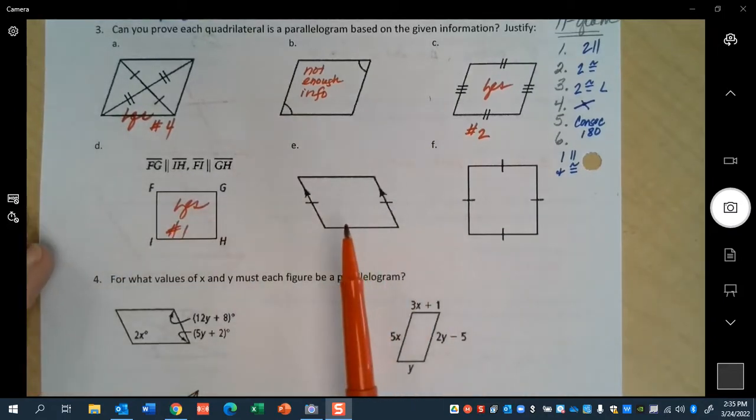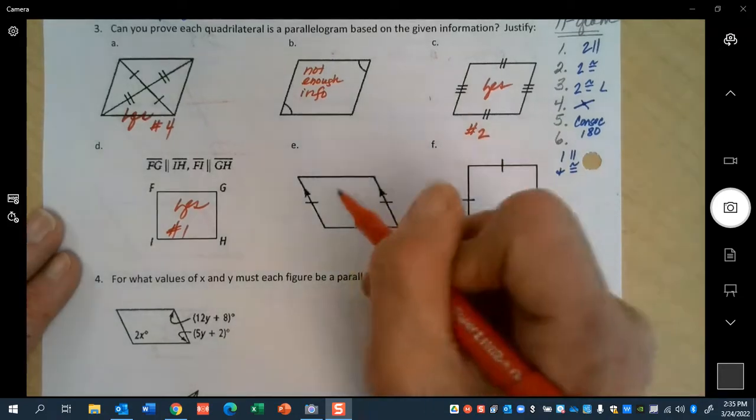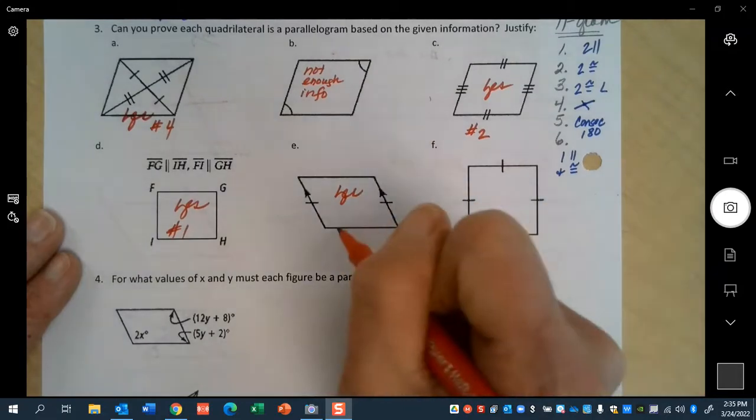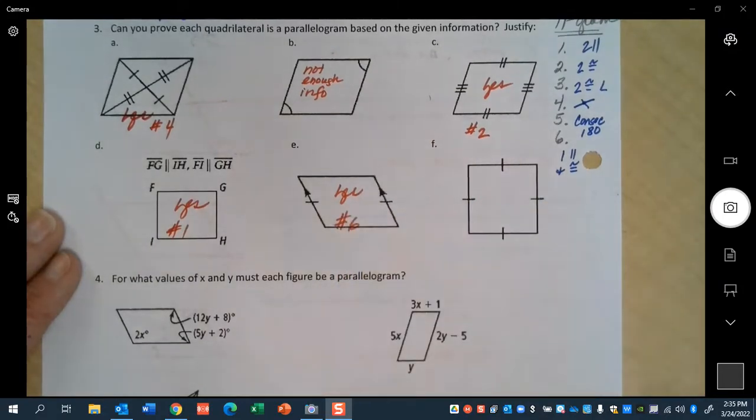Yeah, it is. Good look. Oh, yeah. Wait, this is the parallel opposite line. It's like, oh, yeah.